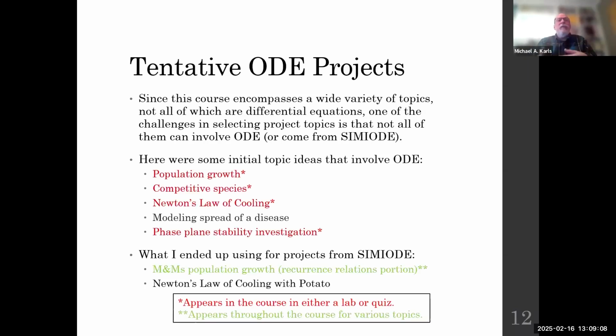And just to give you an idea, those were the topics I thought of, but the red text, I'm highlighting that stuff appeared in the course either in the lab or a quiz. And then the M&M population growth, that actually got used throughout the class in various topics. So almost everything I was thinking of incorporating was incorporated in some fashion. The only thing that wasn't was modeling the spread of a disease.